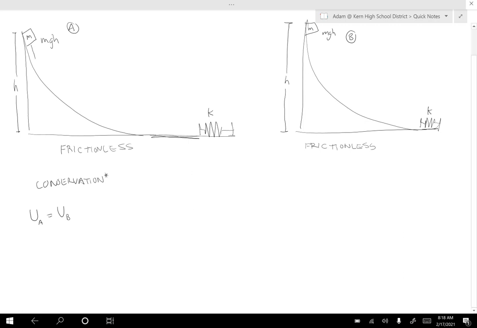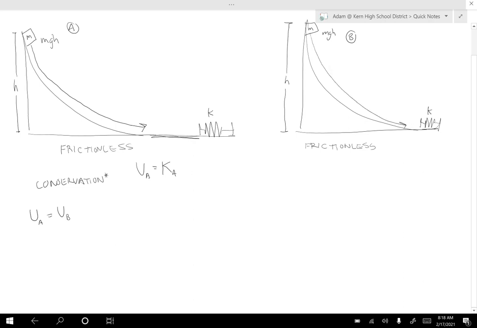Now, when this block moves down and reaches the bottom, it's important to note that all of the energy that the block had is converted to kinetic energy. Okay, and the same thing happens here.